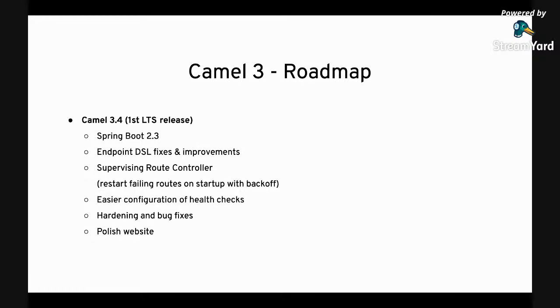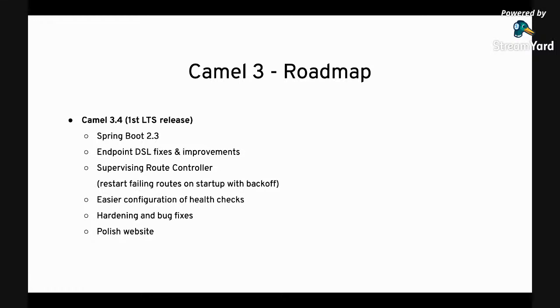There's something called the endpoint DSL, which actually allows you to define your Camel routes in a more type-safe way for endpoints in particular. So you use a Java fluent builder style. We had some issues there and some things we wanted to improve. Actually, those have been implemented.